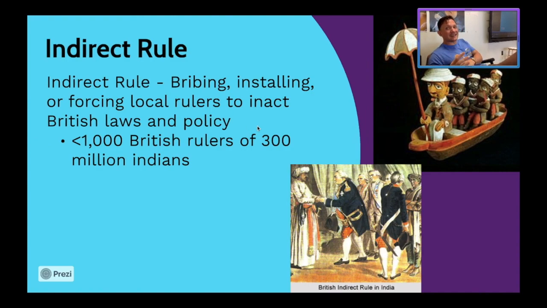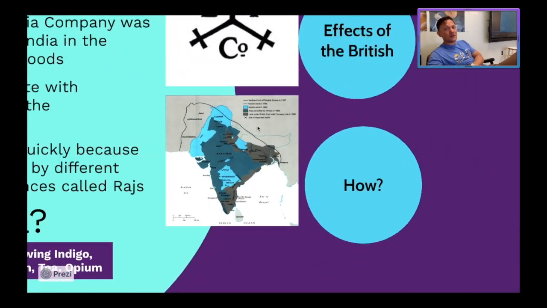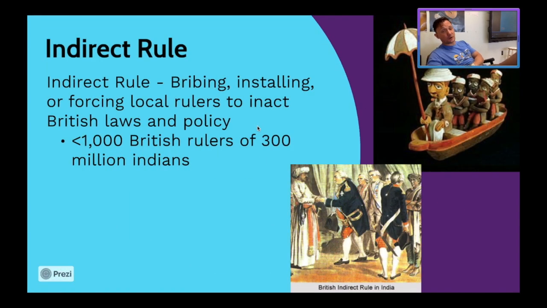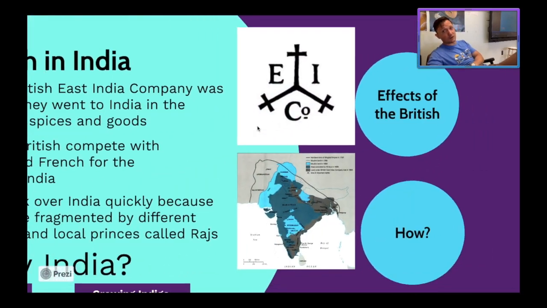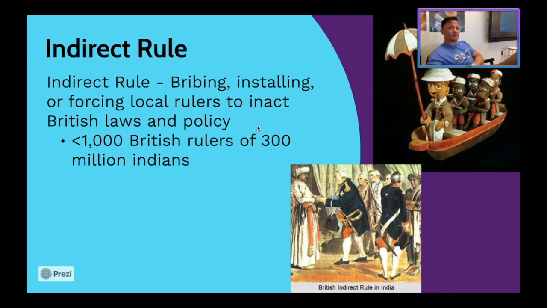There were fewer than 1,000 British people ruling over a country of over 300 million Indians and suppressing them when the actual takeover of India began, right? So indirect rule is extremely important. But what we're going to talk about next class is the effects of British colonialism in India. And we're actually going to cut that off right there.